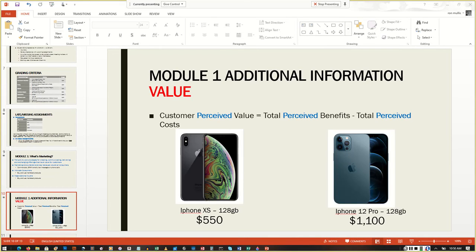they need to know if this is going to fulfill a customer's need or satisfy a perceived value, give them perceived value. If the answer is yes, then more than likely that customer might pay $1,100, like we see for this iPhone 12 Pro, as opposed to getting an older, and I put that in air quotes, older iPhone XS for half the price.